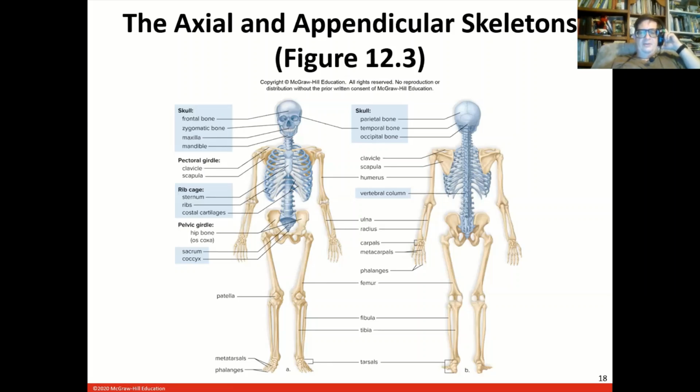Okay, the vertebral column, that's all the vertebrae that make up the spine. The rib cage, we have the individual ribs. Not all the ribs attach directly to the sternum. Sternum is your breastbone. Some of them attach to cartilage that attaches to the sternum. And costal is the anatomy word for rib. So costal cartilages, these are cartilages of ribs. All right.